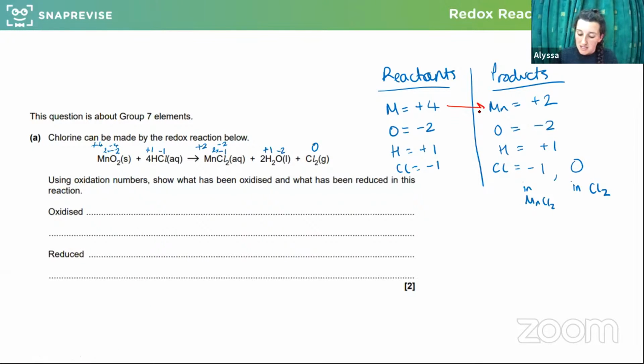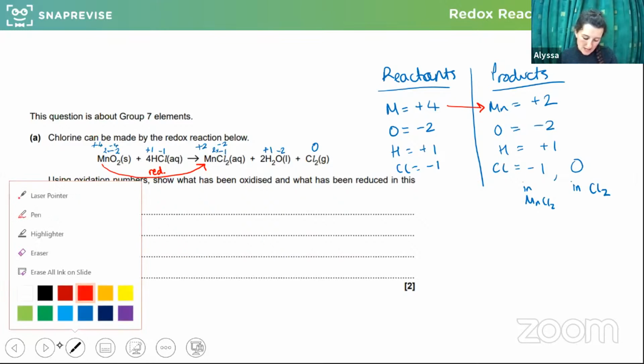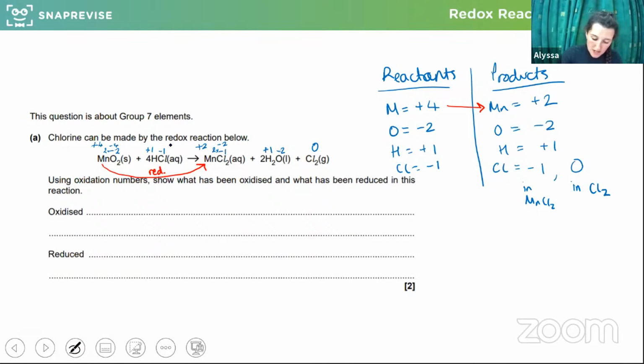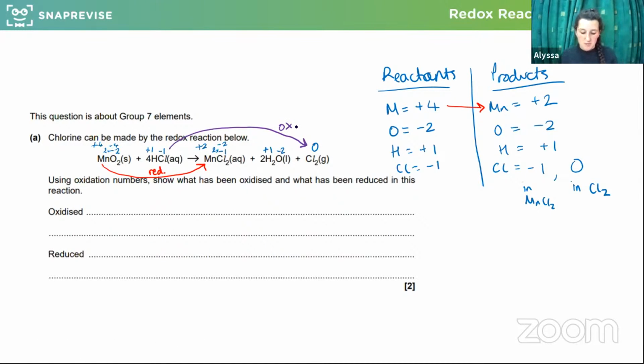Well, manganese has changed oxidation state. It's gone from +4 to +2. And so, therefore, its oxidation state has reduced. So that is reduction. And what else? Our chlorine has gone from -1 to 0. So it's actually increased. So our chlorine has been oxidized.